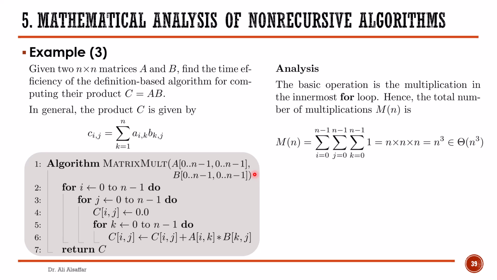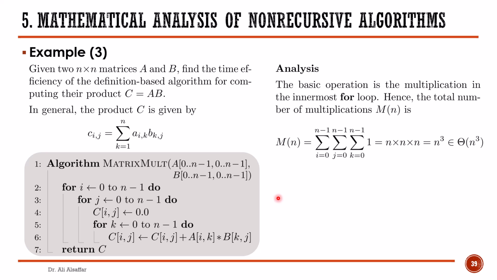To analyze the algorithm, we begin by noting that the input size is n, which represents the common dimension of the square matrices A, B, and C. The basic operation is the multiplication performed inside the innermost for loop. Since this multiplication at line 6 is executed the same number of times regardless of the specific values in matrices A and B, the analysis applies to every case.